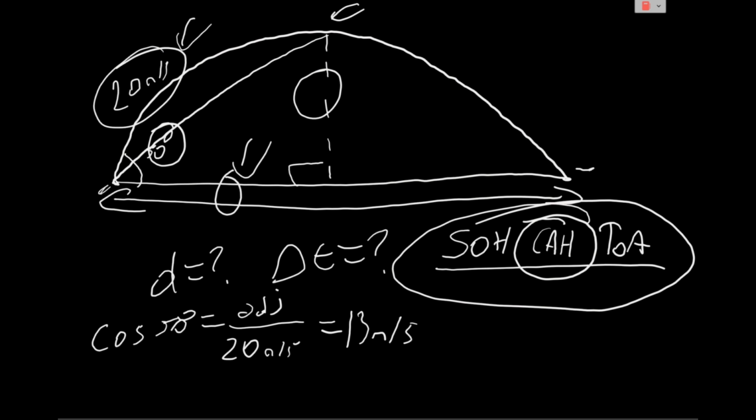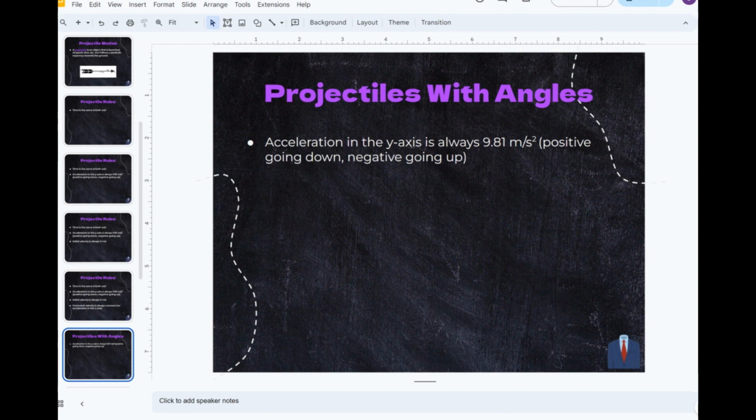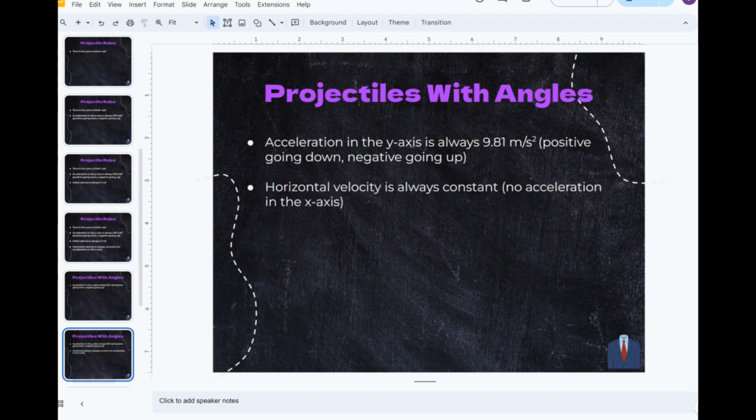But there are a few more rules that we need to go over before we can go into any questions. So for projectiles with angles, acceleration in the y-axis is always 9.81 meters per second squared. That's still true with it being positive going down, but negative going up, because you would be working against the gravitational force. Also still true, the horizontal velocity is always constant with no acceleration in the x-axis.